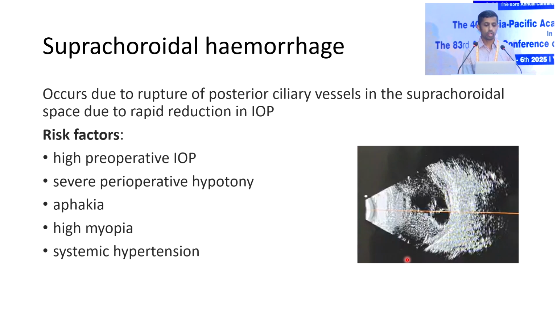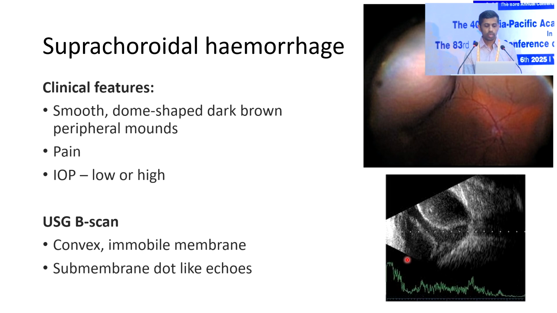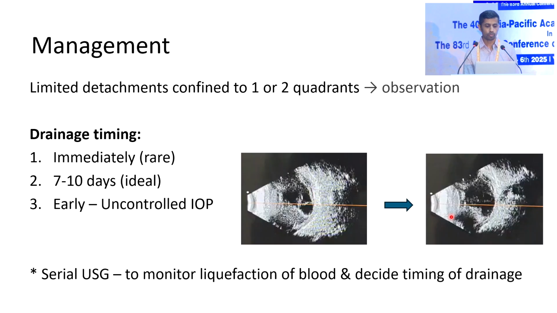Coming on to suprachoroidal hemorrhage, it occurs due to rupture of posterior ciliary vessels in the suprachoroidal space due to rapid reduction in IOP. Risk factors include high preoperative IOP, severe perioperative hypotony, aphakia, high myopia, and systemic hypertension. Clinically, they appear as smooth, dome-shaped, dark brown peripheral mounds. Patients can have pain. IOP can be low or high. Ultrasound B scan shows again convex immobile membranes with submembrane dot-like echoes.